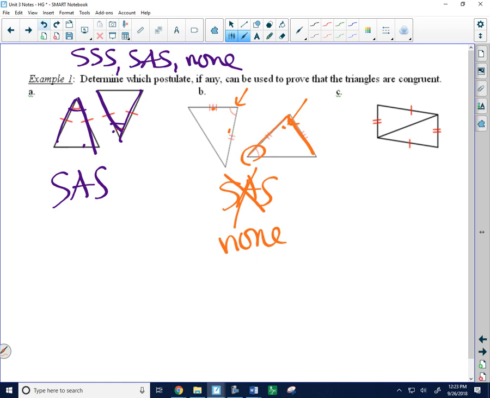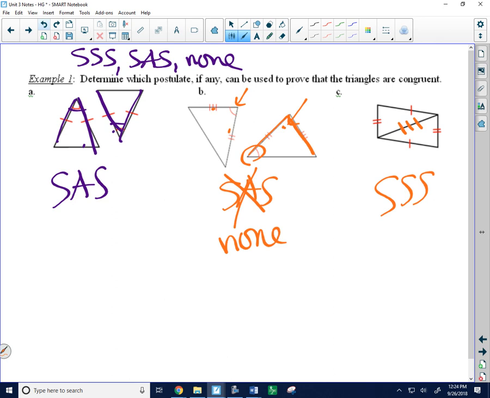So it's none. Last one. How about Madison, birthday girl? I think that they are SSS. You guys agree? I agree. I only see two sides congruent though. If there's two sides that are next to each other, it's the same side, the same side, we know are going to be the same length. Good job. Questions on that? No.